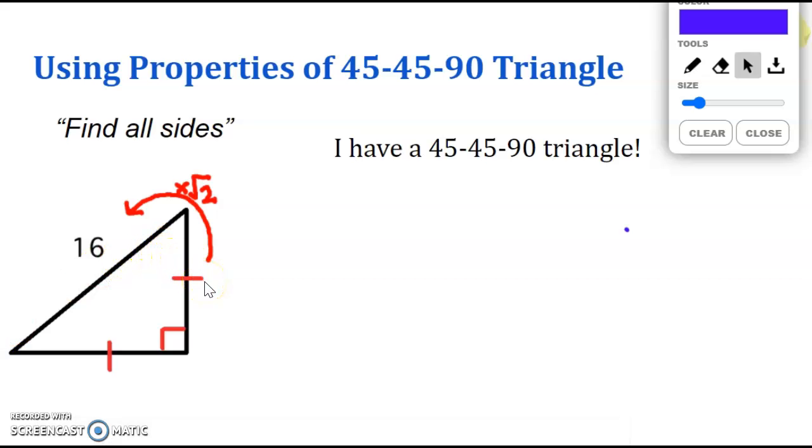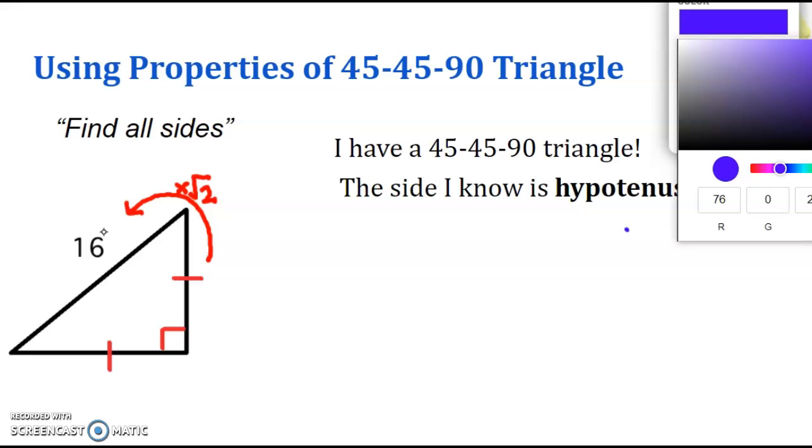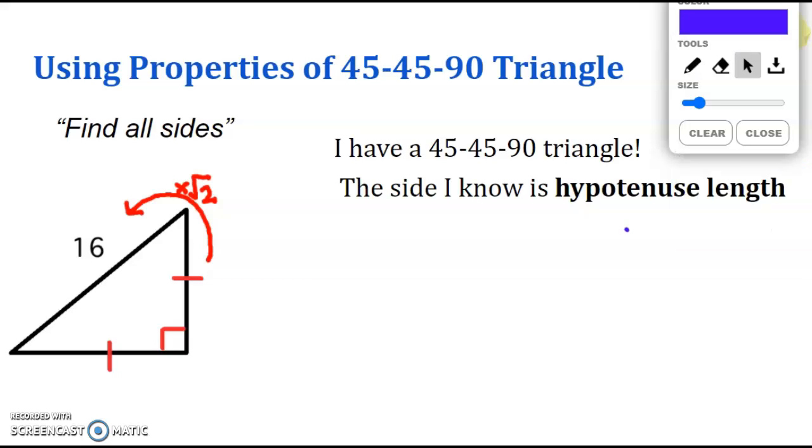And we've figured out that to go from the leg to the hypotenuse, you need to multiply by square root of 2. Okay, but this time we know the hypotenuse length and we're trying to figure out the length of the leg. So if we know that to get from the leg to the hypotenuse was to multiply by square root of 2, what do you think we need to do to get from hypotenuse back to leg? Okay, so we're doing the opposite. So what is the opposite of multiply by square root of 2? It's actually divide by square root of 2.